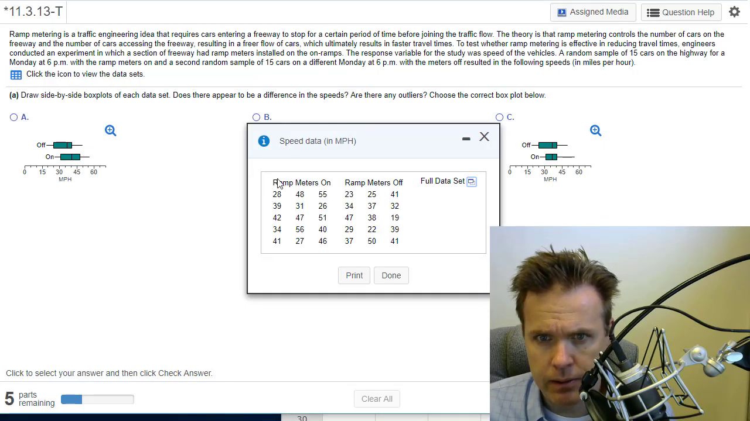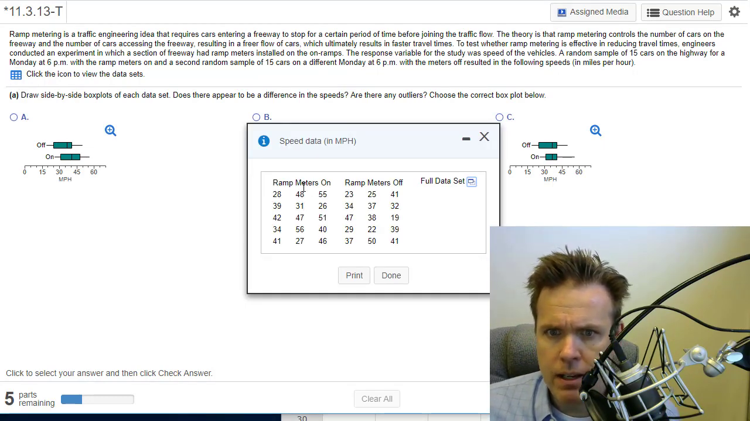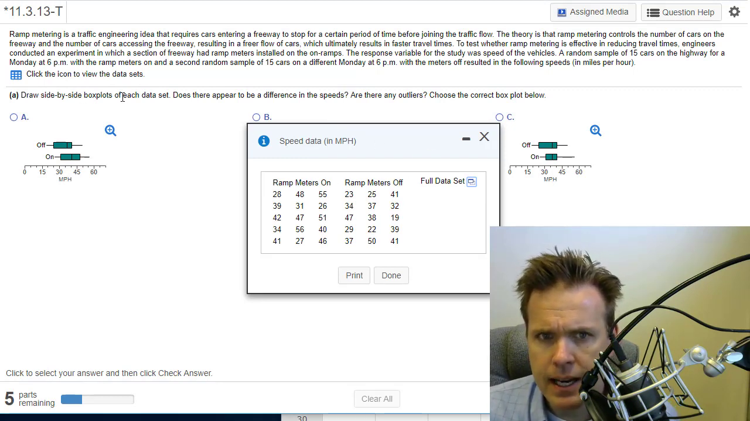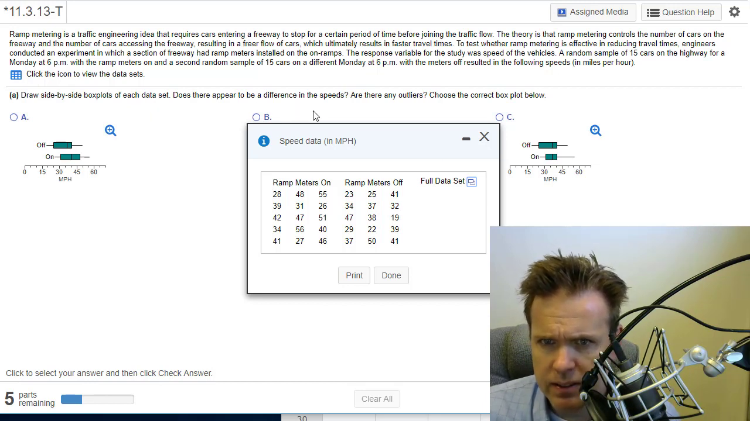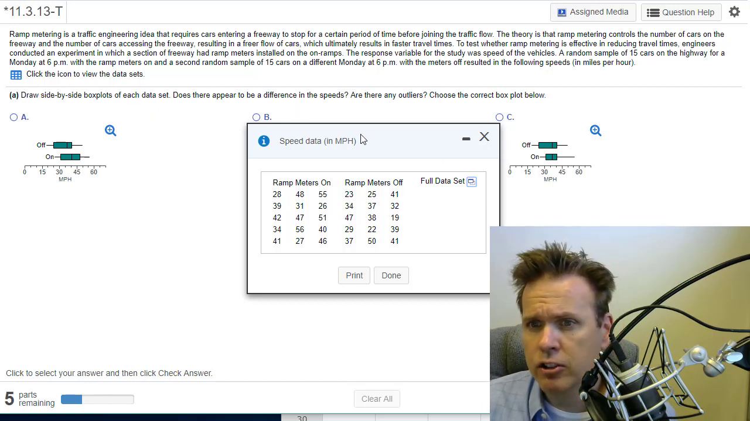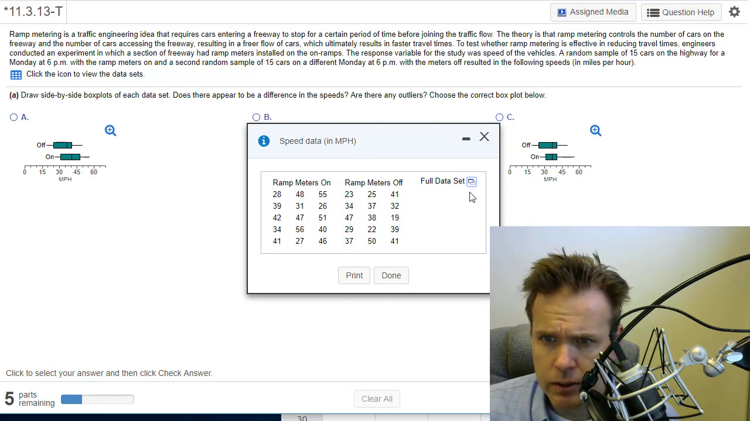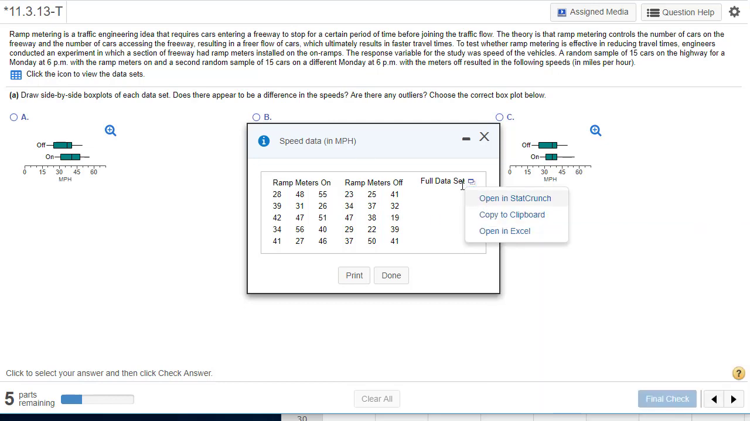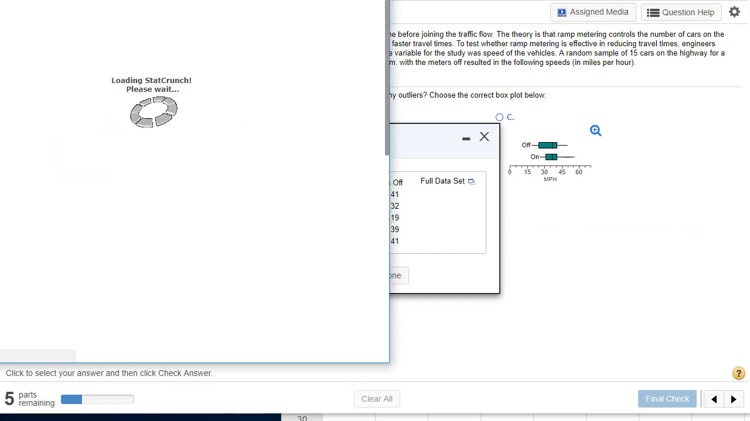And so we've got to click on this little table here. We've got ramp meter on, ramp meter off for 15 speeds. Draw a side-by-side box plot of each data set. Does there appear to be a difference in the speeds? Are there any outliers? Choose the appropriate box plot below. So let's go ahead and open this in StatCrunch. So click the little full data set, open in StatCrunch.